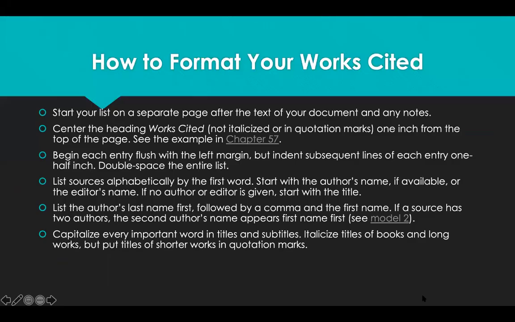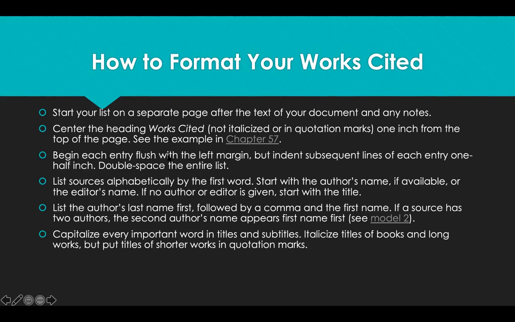Okay, so how to format your works cited page. Start your list on a separate page. So you're going to create a Word document, okay? And this should not have crazy notes on it or bullet points; this should be a clean page. You're going to center the heading and it's going to say Works Cited. It should not be italicized or in quotation marks. And it should be 1 inch from the top of the page. Again, there's an example in chapter 57 of your textbook.